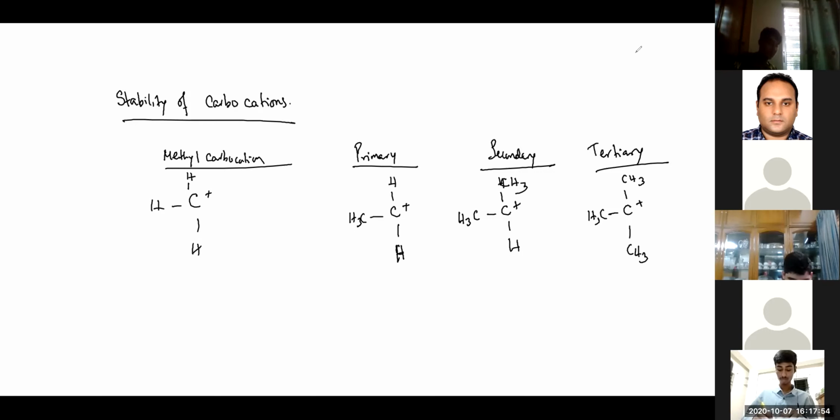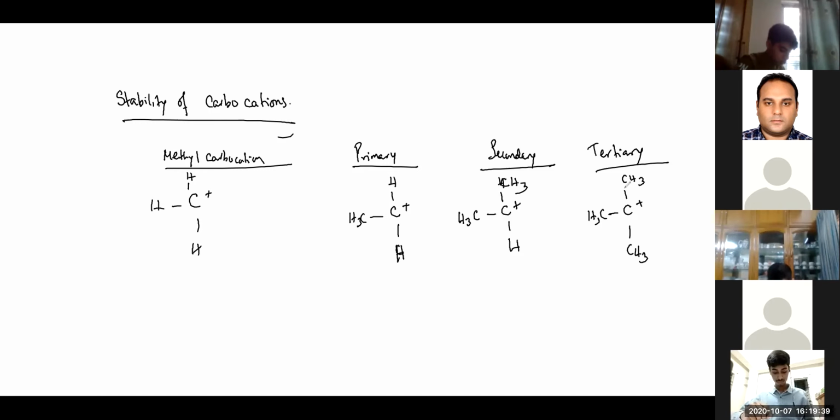So, Nashwa. Yes, sir. Who's the most stable? Tertiary. Shabash. Least stable? Primary. I don't know. Methyl carbocation.